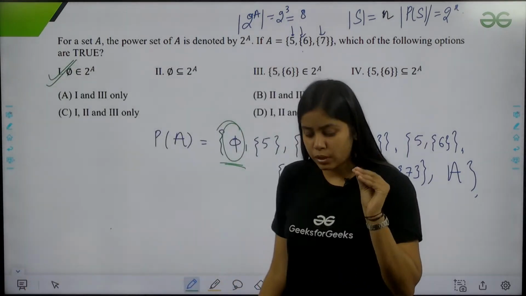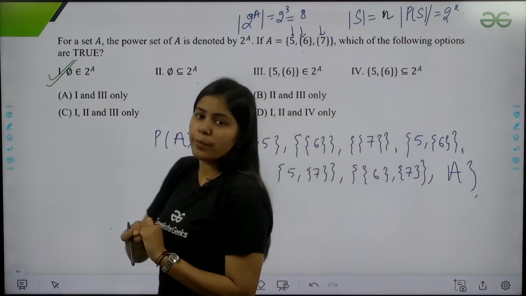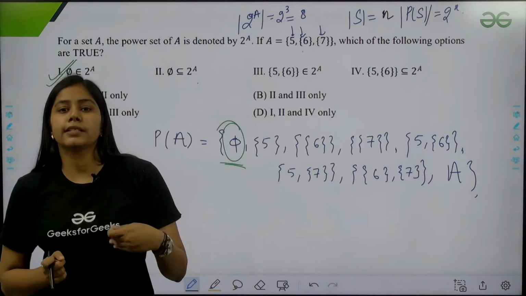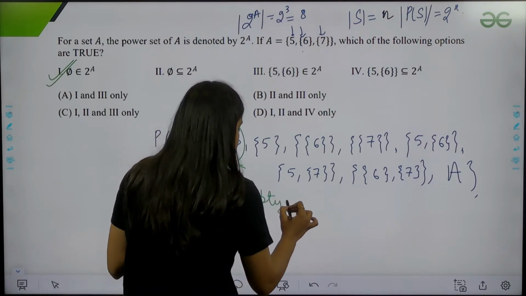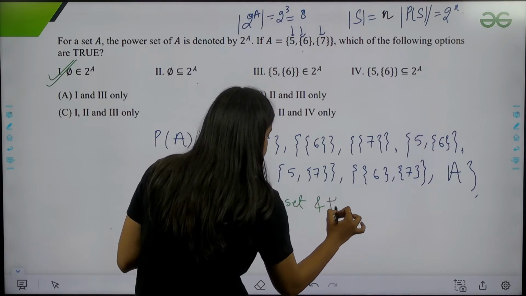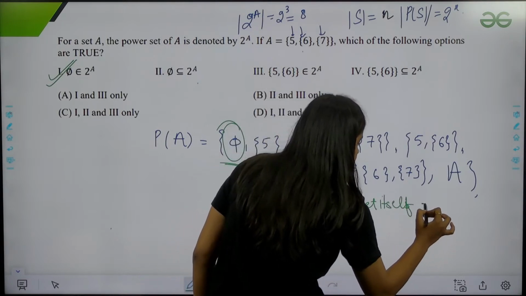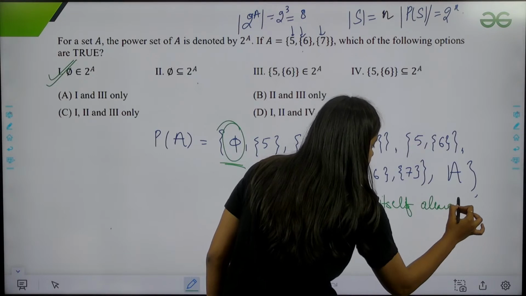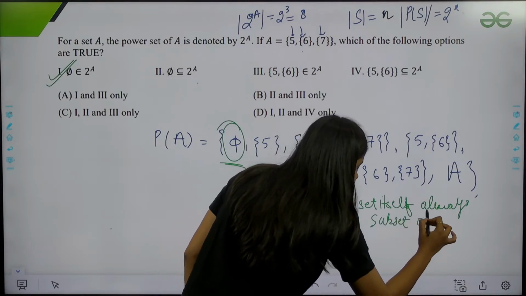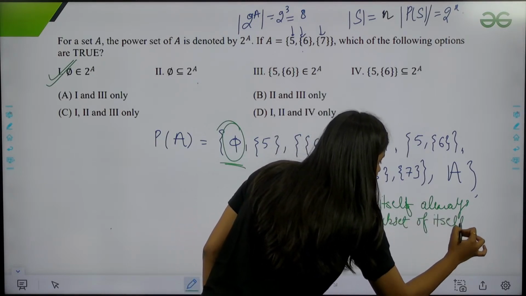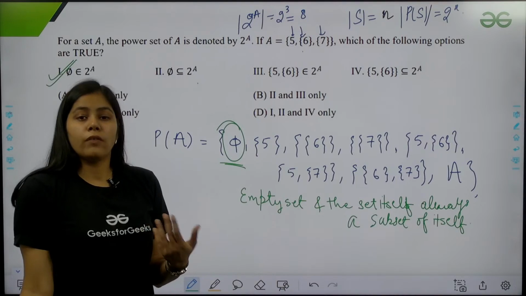Now let's come to the second option. The second option says that 5 is a subset of 2 to the power A. If you remember, we know that the empty set, that means null set or phi, and the set itself are always subsets of the set. It's very important, right? Either it is the empty set or the set itself, it is always a subset of itself.